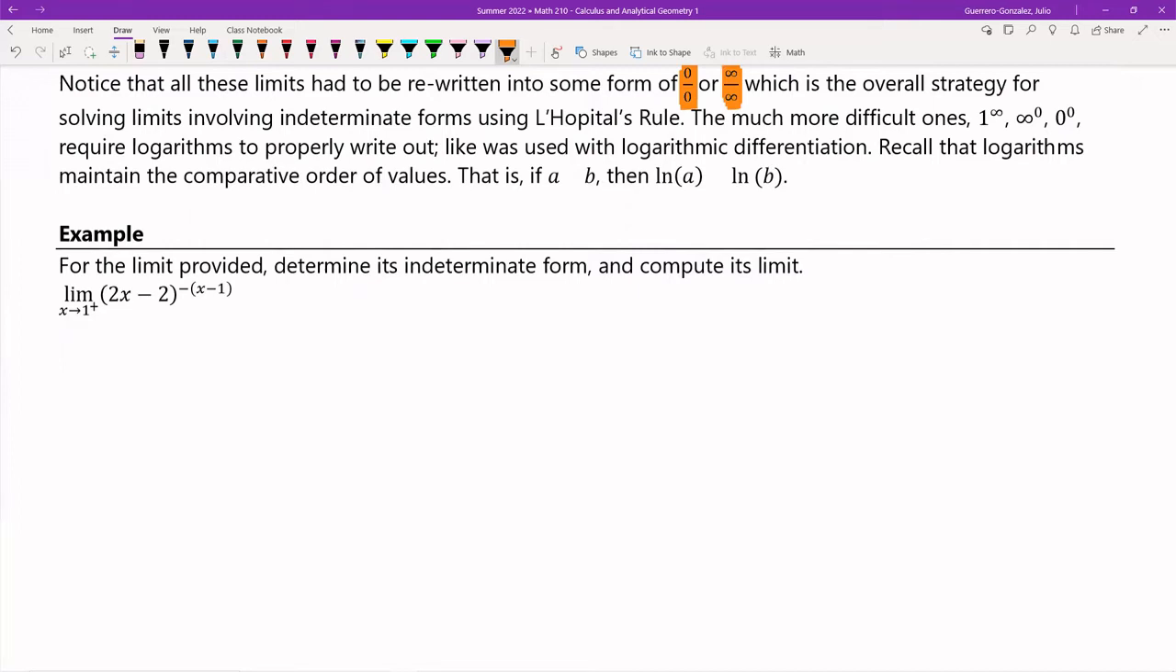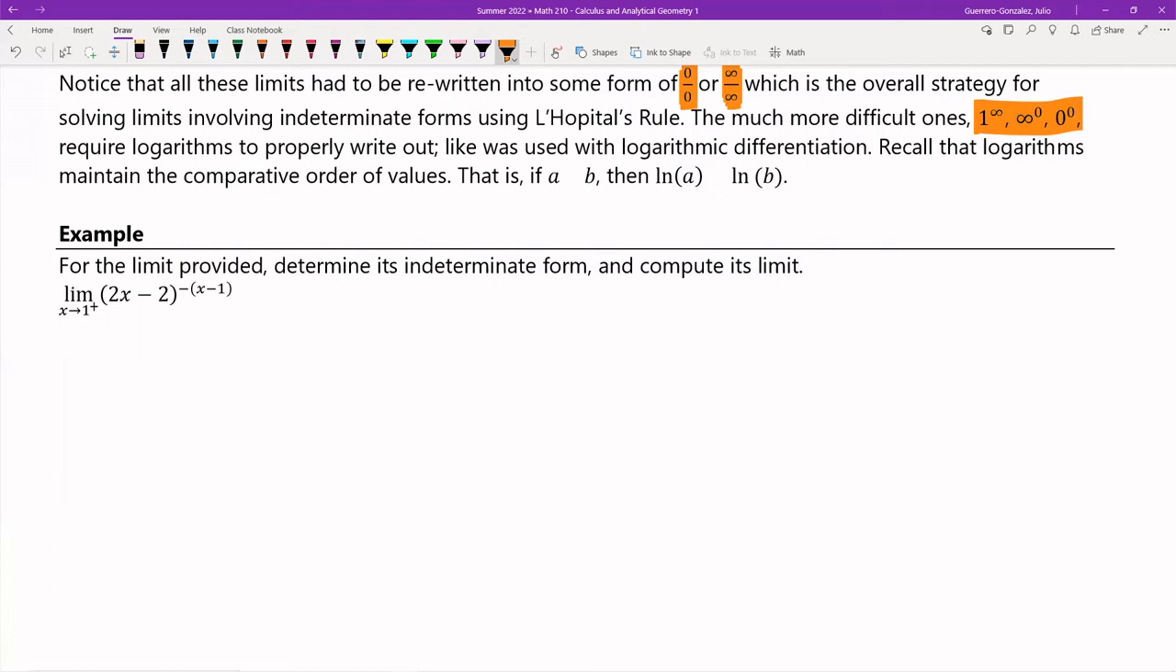The much more difficult ones, these, right, require logarithms to do it. I know this is going to sound weird. I know you guys hate logarithms, but some of these are going to require logarithms to be able to solve them, okay? And the reason is the same reason that we used logarithms when we did logarithmic differentiation. I think that was section 3.9, I think, okay?